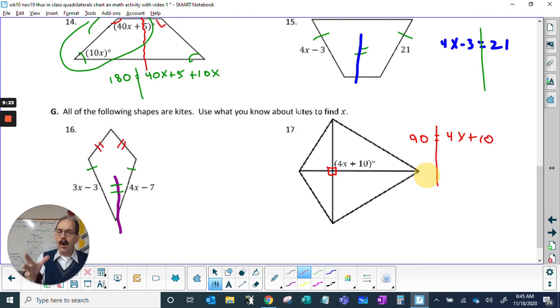So, all week, we've been trying to make sense of shapes. Then we start to do the math with it. Come see me in Access Time if you need help.